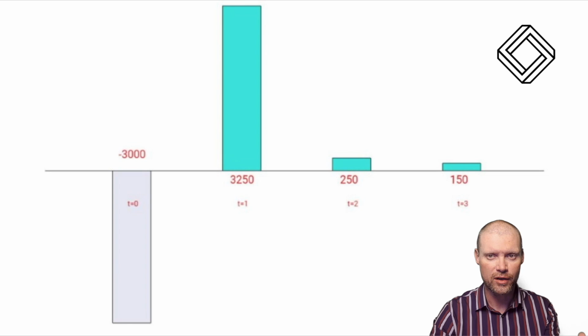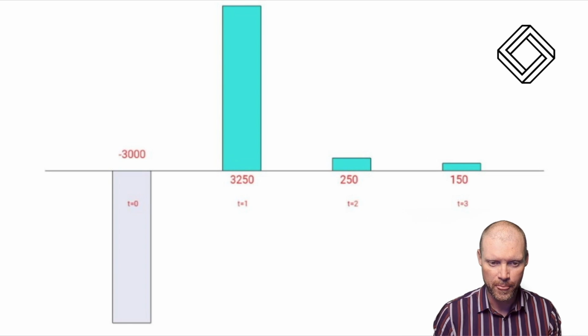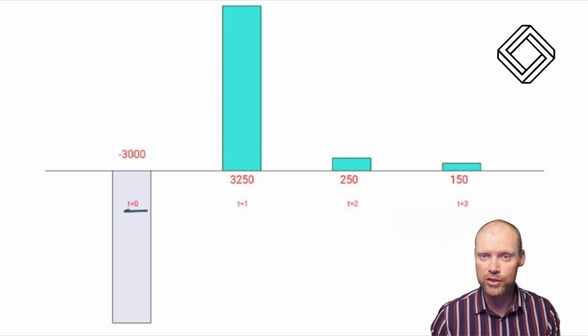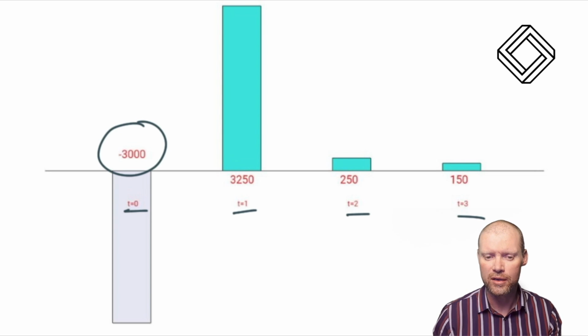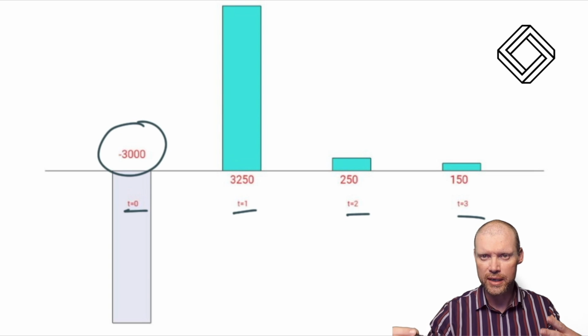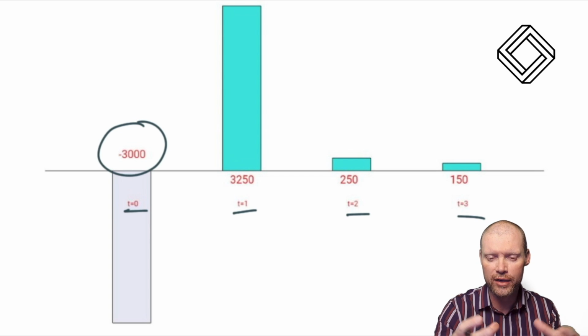So we start off looking at the particular cash flows for Project A. And we notice at time t equals 0, we will have to make an initial investment of $3,000. Then at the end of year 1, year 2, and year 3, there will be 3 different cash flows: $3,250 the first year, $250 the second year, and $150 the third year. We said NPV is this calculation, taking these expected future cash flows and representing them in a single value. How do we do that?